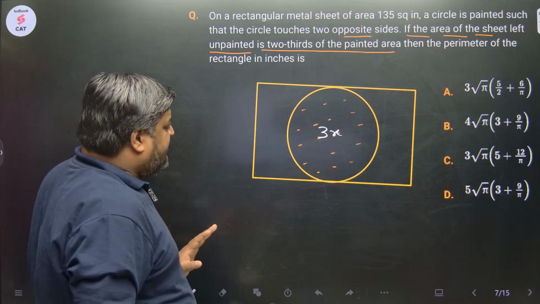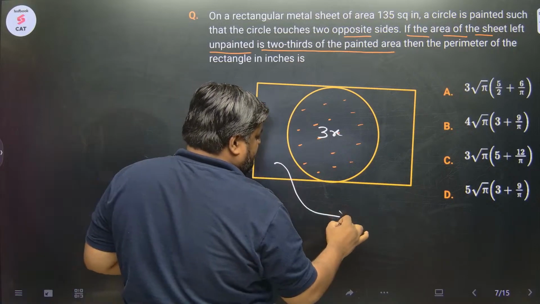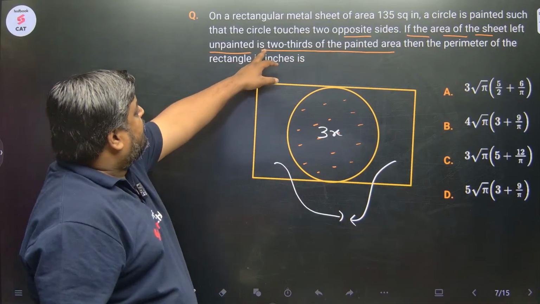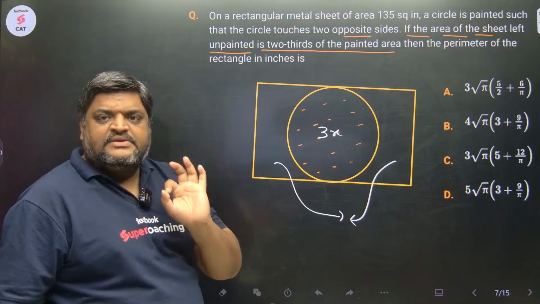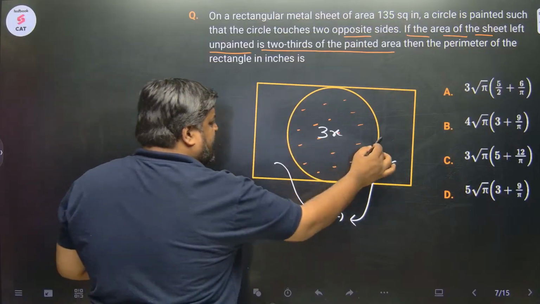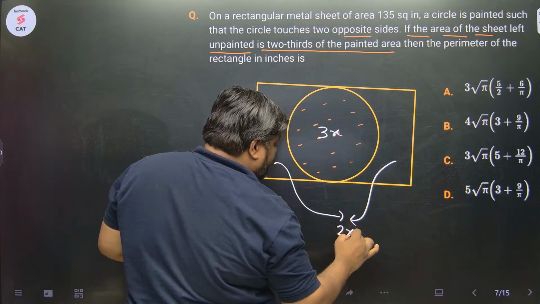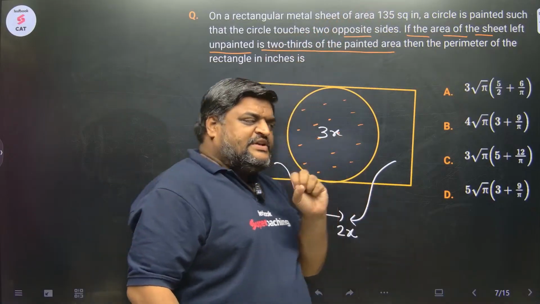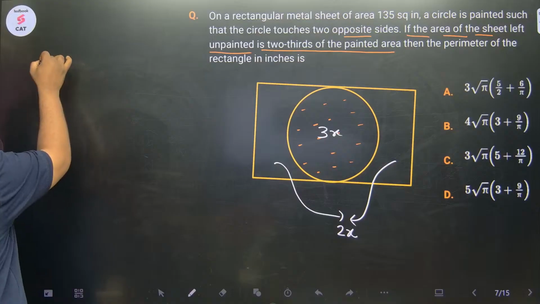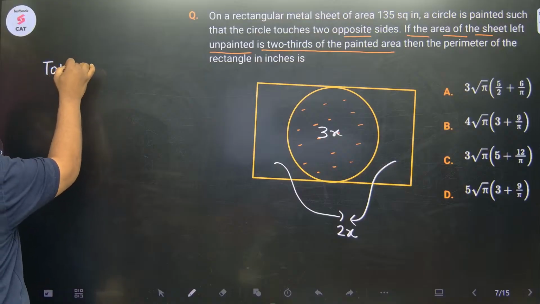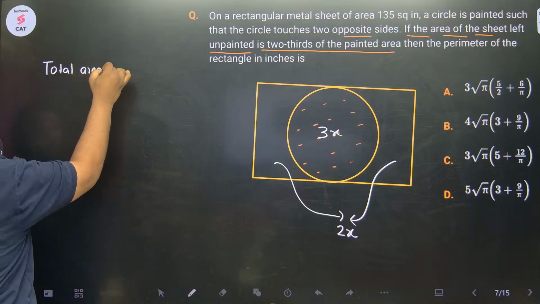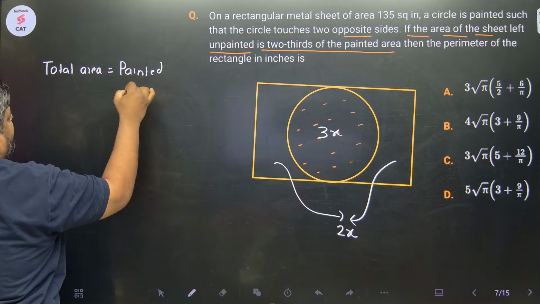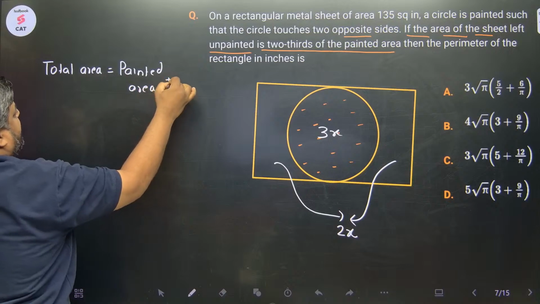So the unpainted area, this and this, how much is the total? This is 2/3 of the painted area. So that is 2x. What is the sum of these two? 2x. And luckily you are given the total area, 135. What is the total area? Total area is nothing but painted area plus unpainted area, right?